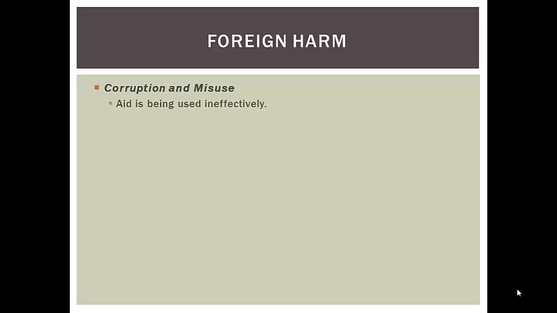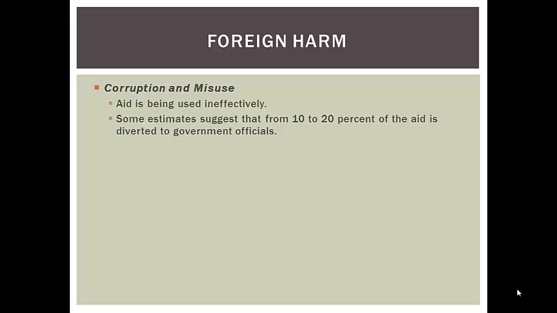And last, corruption and misuse. Aid is being used ineffectively. Some estimates suggest that from 10 to 20% of the aid is delivered to government officials. So here we're talking about directly. Government officials somehow manage, through crony capitalism, through making the projects go through their relatives or friends. Let's say I give you this project, you pay me in return, right? So in a way, this aid goes towards some project, hopefully somebody benefits from it, but they share the profits with that particular government official. Even though it sounds almost impossible in the United States, in many countries that's how it works.